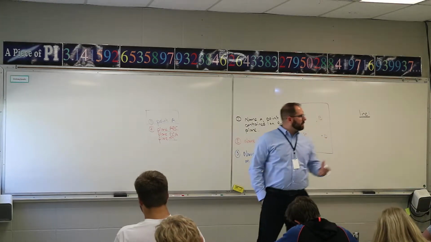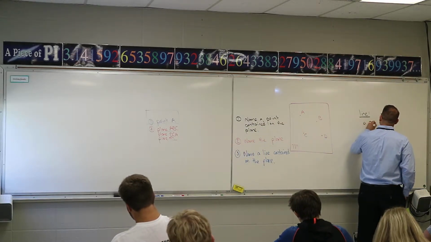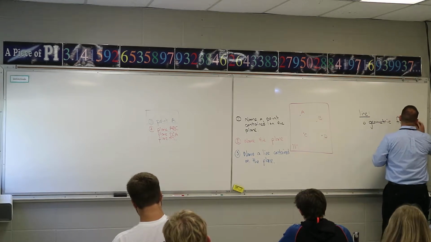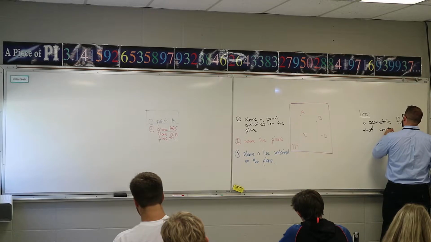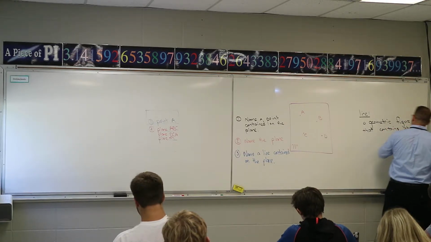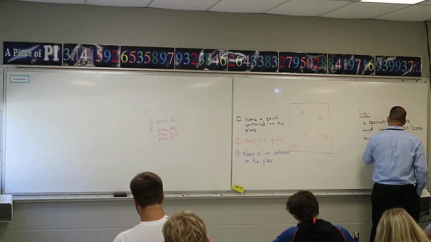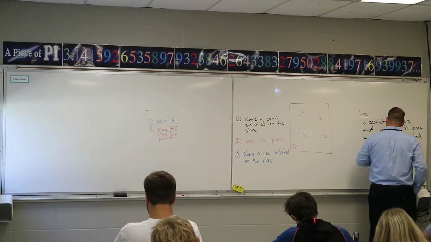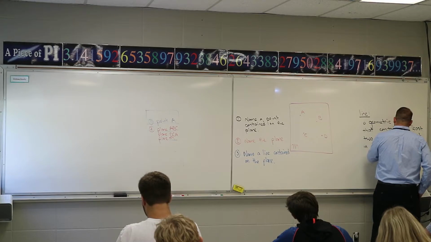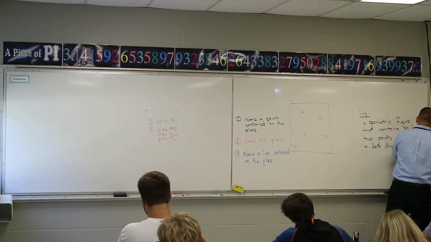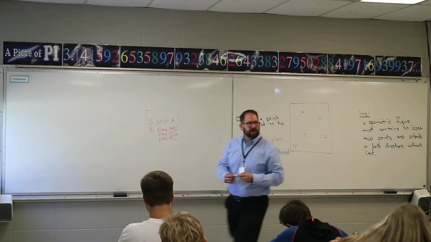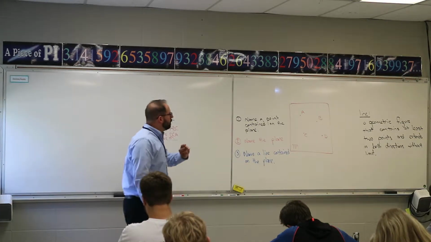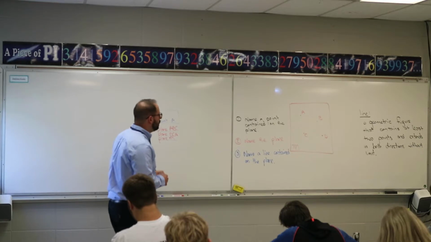Okay, a line. I'm going to write the definition up here. So a line is a geometric figure that contains at least 2 points and extends in both directions without limit. Let's write that down. So it's a geometric figure that contains at least 2 points and extends in both directions without limit. So I'll draw a new drawing here.